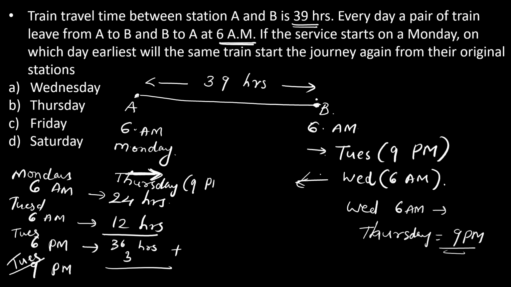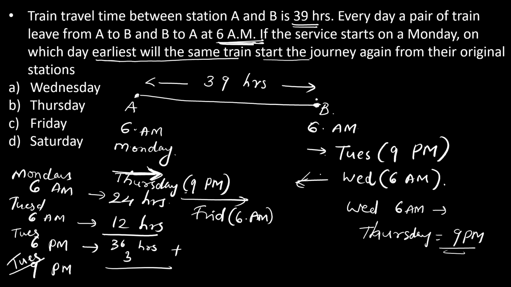Now again, will it start the journey on Thursday 9 p.m.? No, it will wait till next morning 6 a.m. So next morning, that is Friday morning 6 a.m., it will start the journey again from A to B. This is the day earliest. Which day earliest will the same train start the journey again from the original station? That is, from A to B it went, then it returned from B to A, and again it starts from A on Friday. So this is the answer.